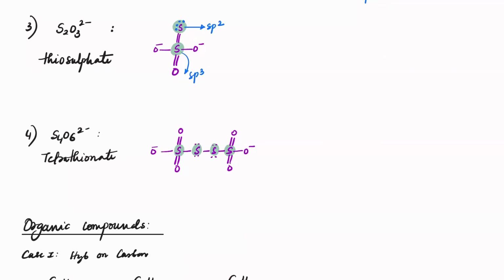S4O6 2 minus. Here we have four connections, so that makes it sp3. Here also four connections makes it sp3. Now both of these will also have a similar thing: two lone pairs, two sigma bonds, so that makes it sp3. So all of these are sp3.